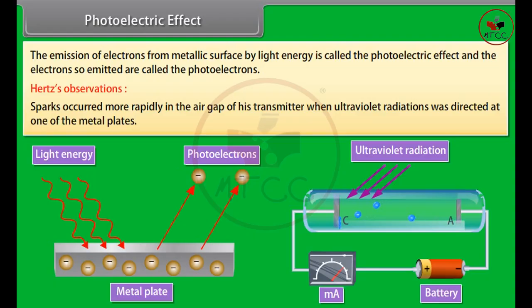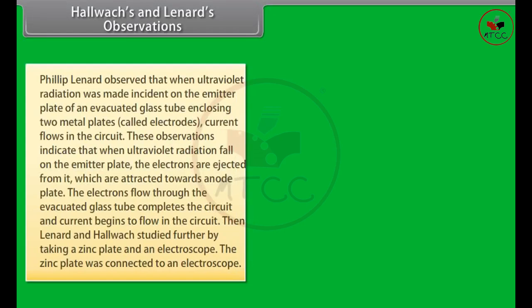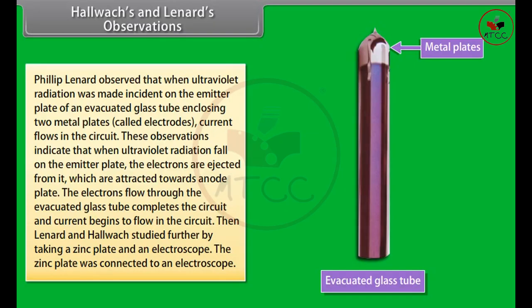This is the photoelectric effect. Hallwachs and Lenard's observations. Philip Lenard observed that when ultraviolet radiation was made incident on the emitter plate of an evacuated glass tube enclosing two metal plates called electrodes, current flows in the circuit. These observations indicate that when ultraviolet radiation falls on the emitter plate, the electrons are ejected from it, which are attracted to its anode plate. The electrons flow through the evacuated glass tube, complete the circuit, and current begins to flow in the circuit.